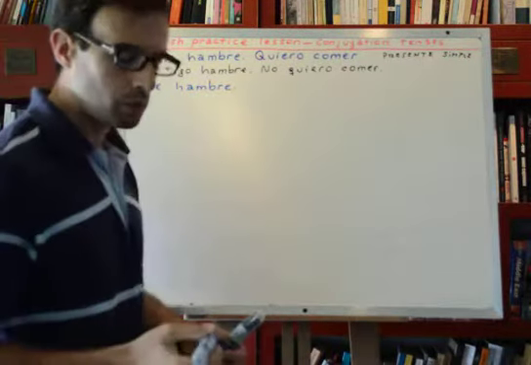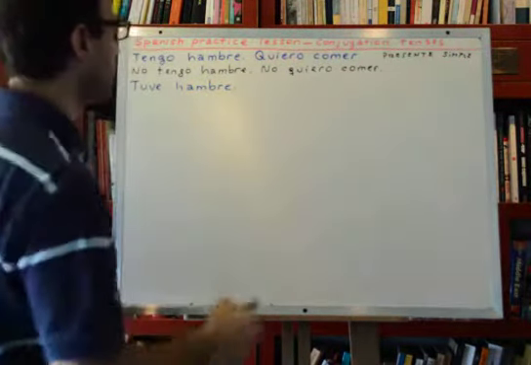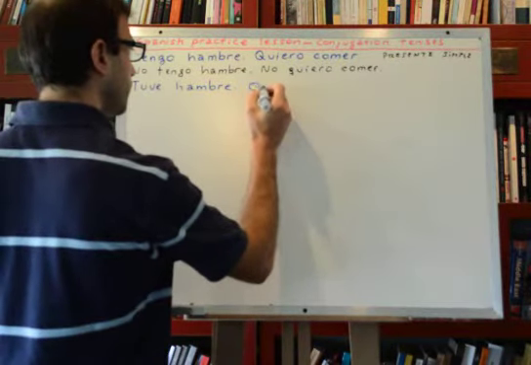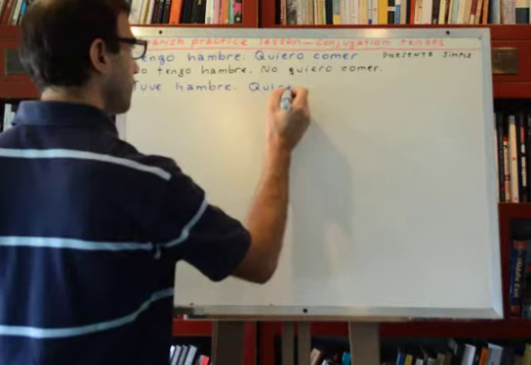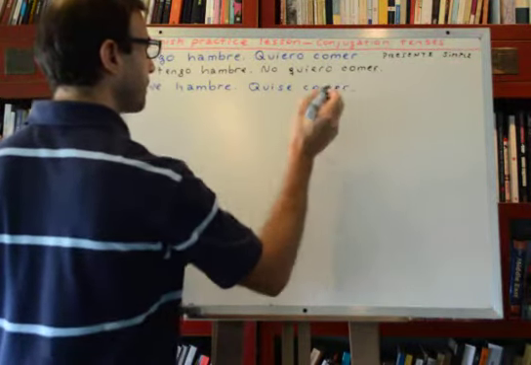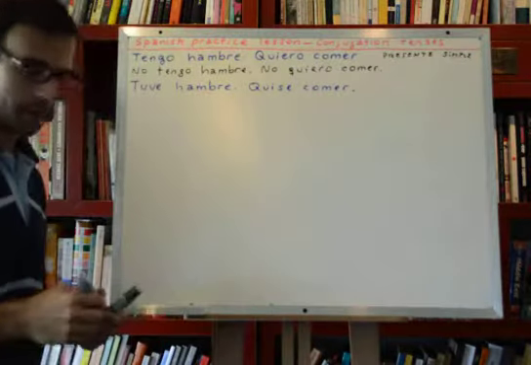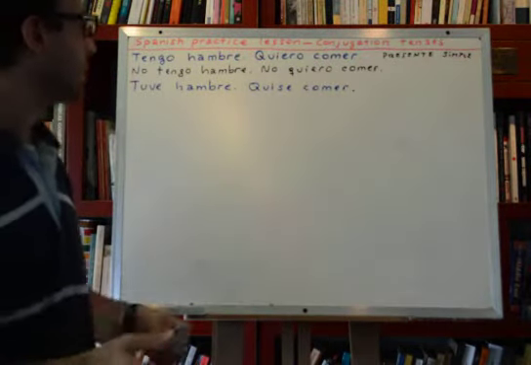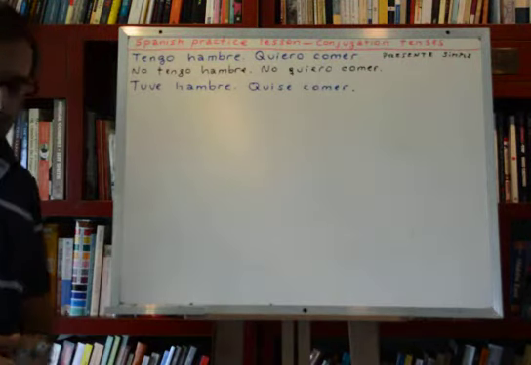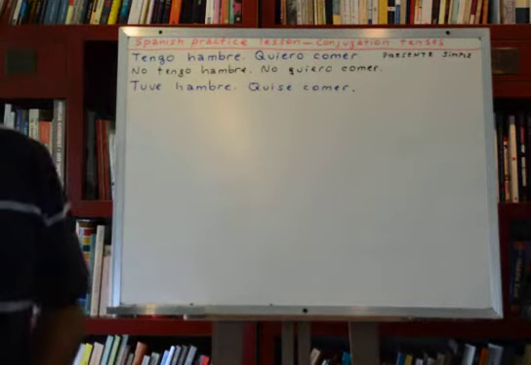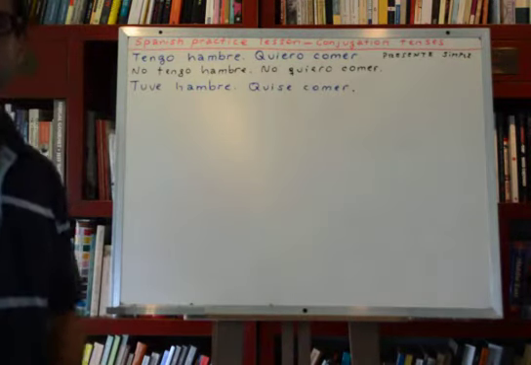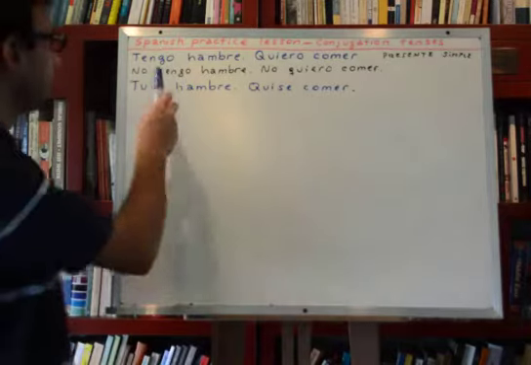I wanted to eat. Quise comer. Quise comer. I wanted to eat. And these verbs are irregular, so we have chosen irregular verbs here. Later, let's do something with regular verbs, okay? These are two irregular verbs.